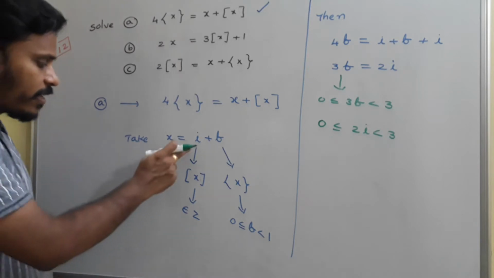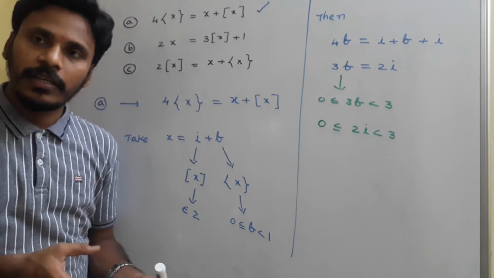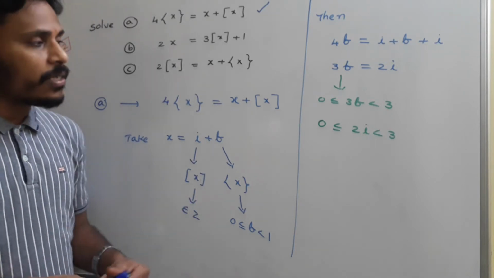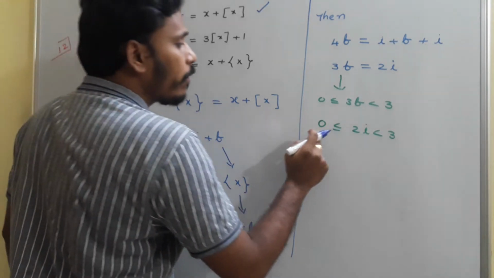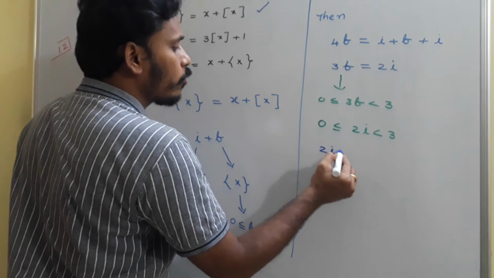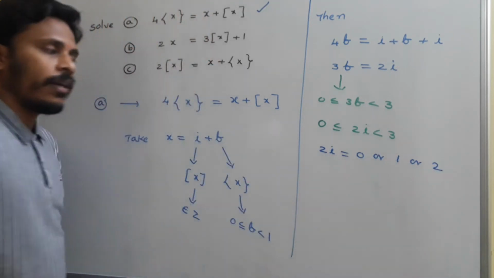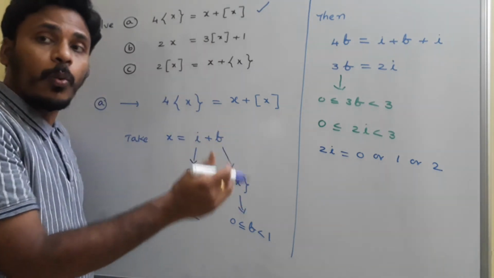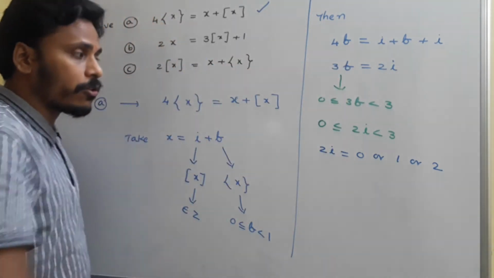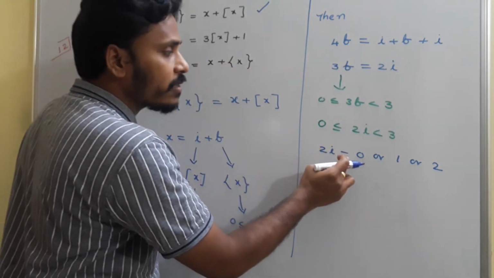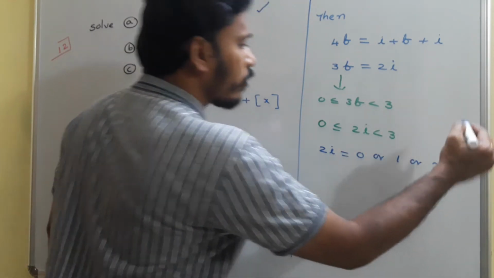And we know that I is the integral part. Since I is the integral part, it is an integer value. Since I is an integer value, 2i is also an integer value. Between 0 and 3, the possible values for 2i are 0 or 1 or 2. At the end, 2i equals 0 or 1 or 2. And 2i is simply equal to 3f also. So that's why 2i equals 0 or 1 or 2, which is again equivalent to 3f also.